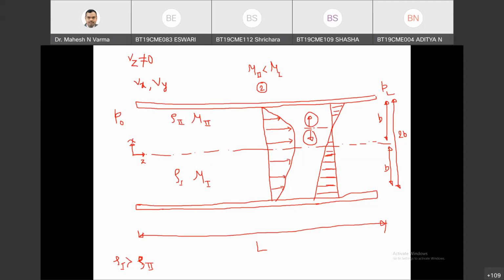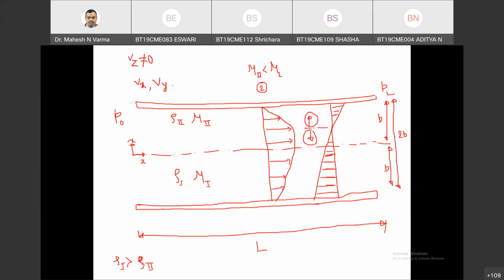Why? Sir, 2B is very small. Very good. The distance, the layer of the liquid, is very small as compared to the width W. This is true only for smaller values of B. So there is not much pressure difference in this direction. That means there is no driving force in x direction for velocity. Hence Vx equals 0.